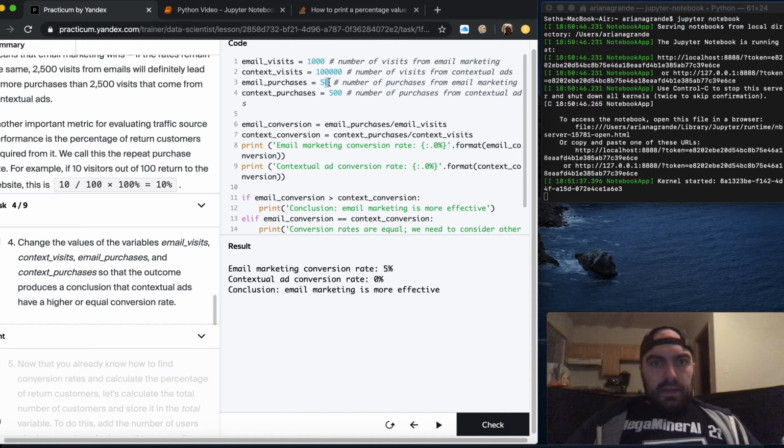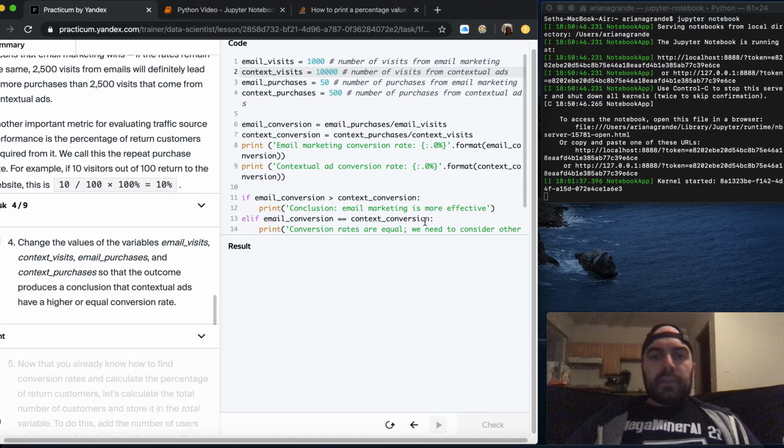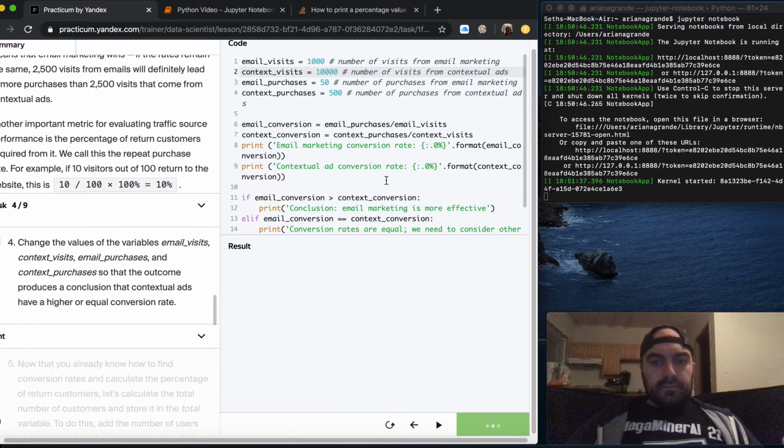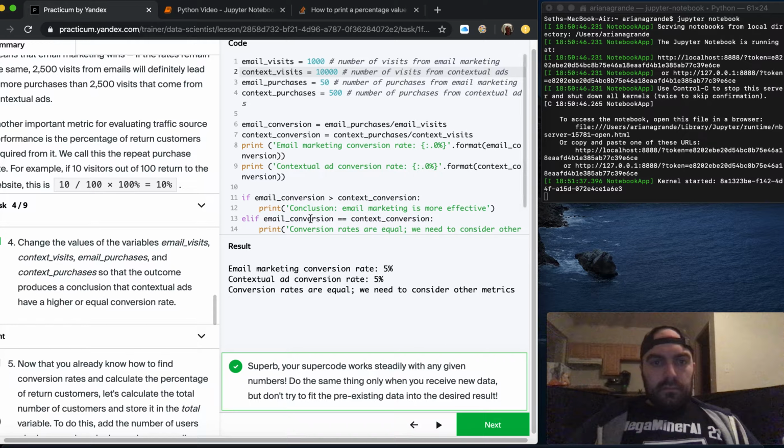Okay, 50 divided by 100. Multiply this one by 10, and you get 500. Multiply this one by 10, and you get 10,000. Yeah, so I think I had one too many zeros there. Now they should be equal. Okay, cool, so we check that. Superb.